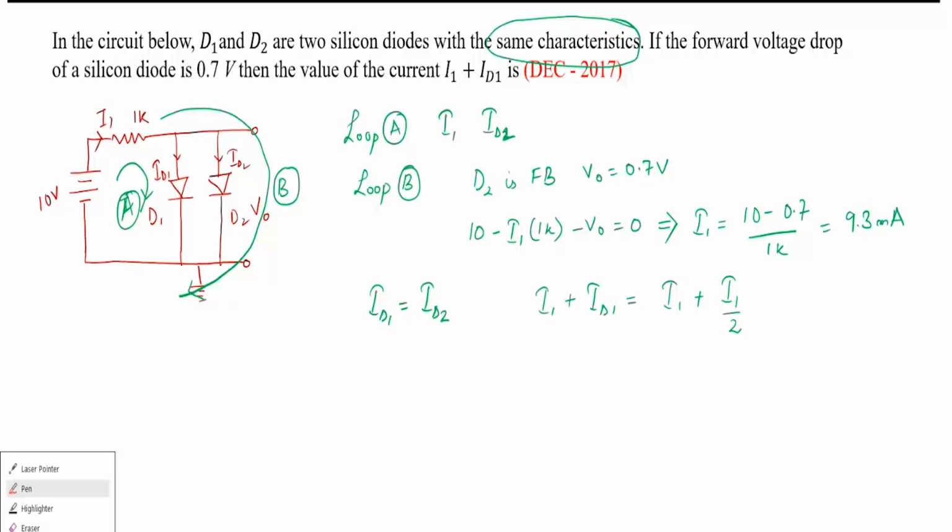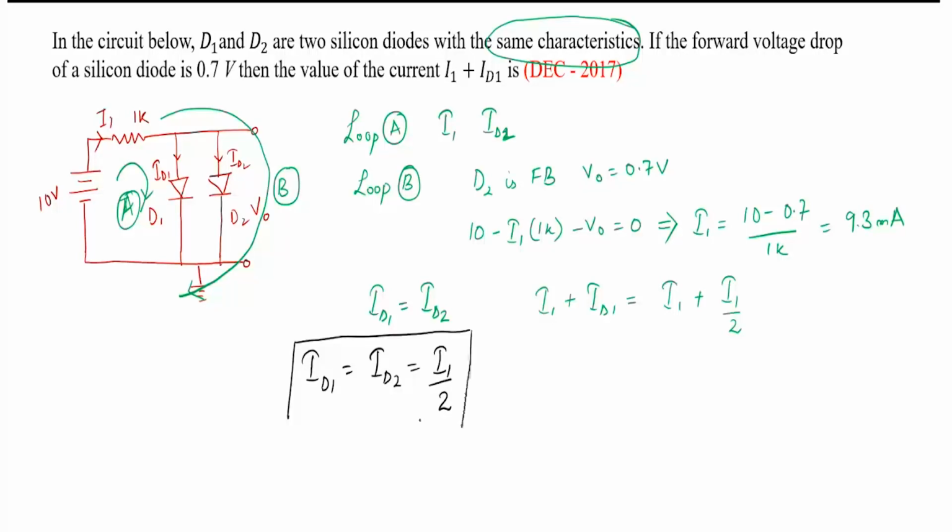Because I1 is divided equally in both the parts. Yes, because ID1 is equal to ID2, it is equal to I1 by 2. Yes or no? Yes, sir.